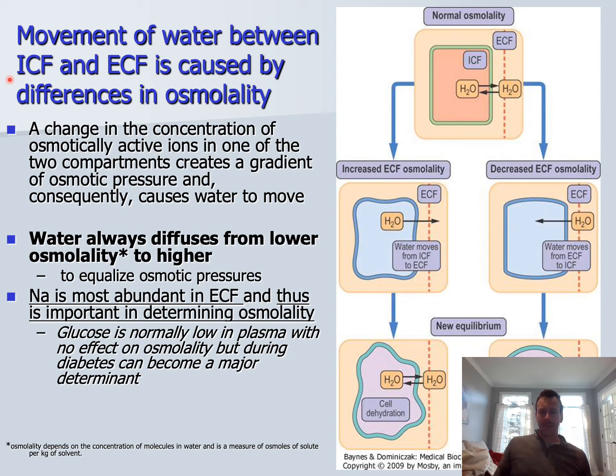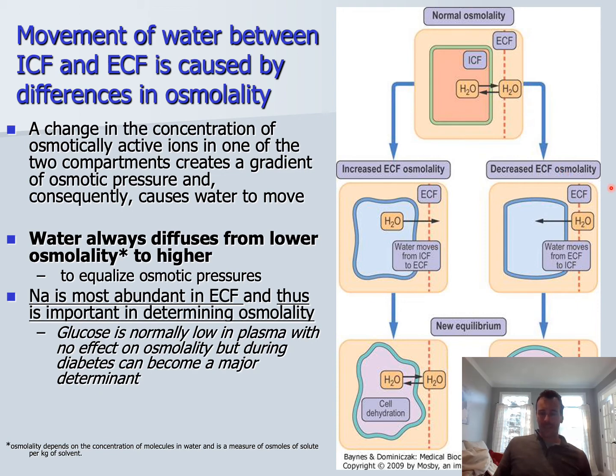When we have movement of water between the intracellular fluid and the extracellular fluid, it can cause differences in osmolality. So for example, when you have normal osmolality, you have the same concentrations of water on both sides, in the intracellular and the extracellular fluid. A change in concentration of ions can decrease or increase the osmolality of either of these compartments, and it creates a gradient of osmotic pressure, and consequently water can move either in or out.